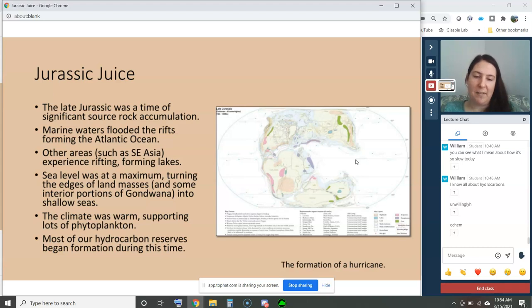I don't know why that says the formation of a hurricane. It's definitely not the formation of a hurricane. This is the location of different oil reserves that were formed during the Jurassic.